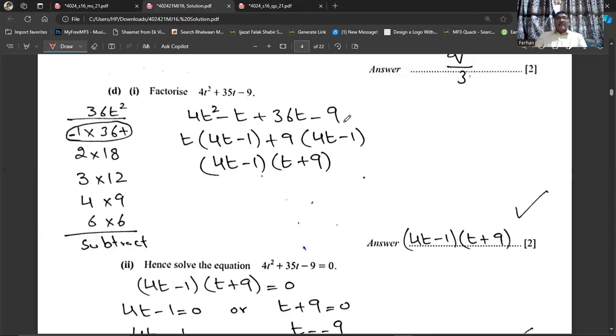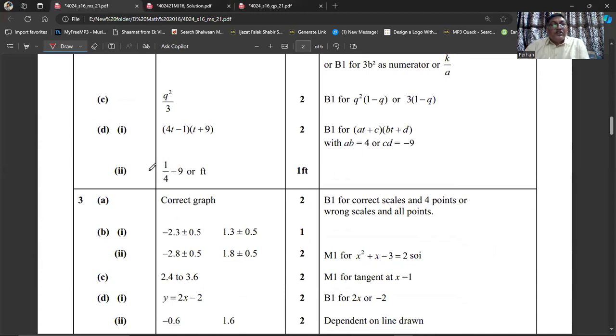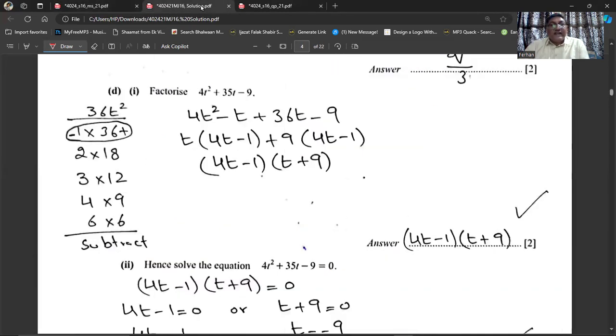Now this 4t minus 1 bracket is common. So what will happen? In one bracket, I will have 4t minus 1. In the other bracket, I will have t plus 9. So this is how you factorize this. You can see here I've written the answer: 4t minus 1 into t plus 9 is the right answer.